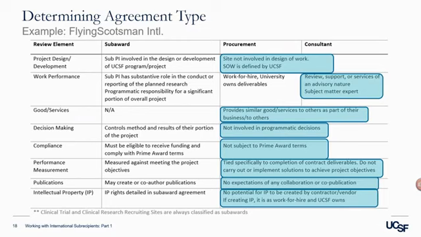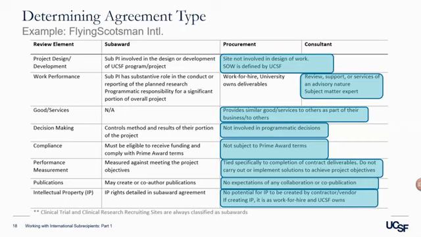contractor is doing is review support of services of an advisory nature. They're more a subject matter expert that the principal investigator is relying on. Goods and services, they provide this type of service to others. Decision making, they're not involved in any programmatic decisions. Compliance, not subject to the prime award terms. There was no flow down of prime award terms to the Flying Scotsman International.